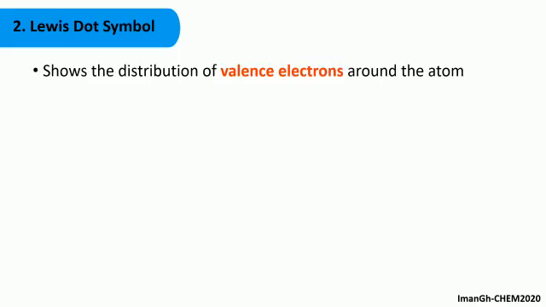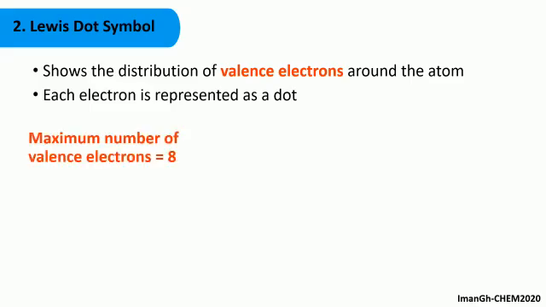Once you find the number of valence electrons, you can write the lowest dot symbol. The lowest dot symbol shows the distribution of valence electrons around an atom. To represent the valence electrons, we use dots. Keep in mind that the maximum number of valence electrons is 8. When you distribute the electrons, you should place them evenly and in the following direction as you can observe: up, down, right, left. Up, down, right, left.